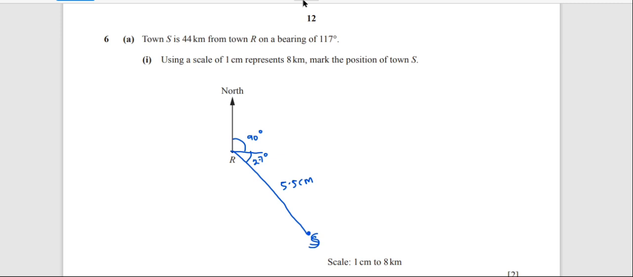Why is it 44 kilometers? Because 1 cm represents 8 kilometers. So if you do that, you're going to have 44 kilometers for 5.5 cm. Okay, so let us look at the next question.